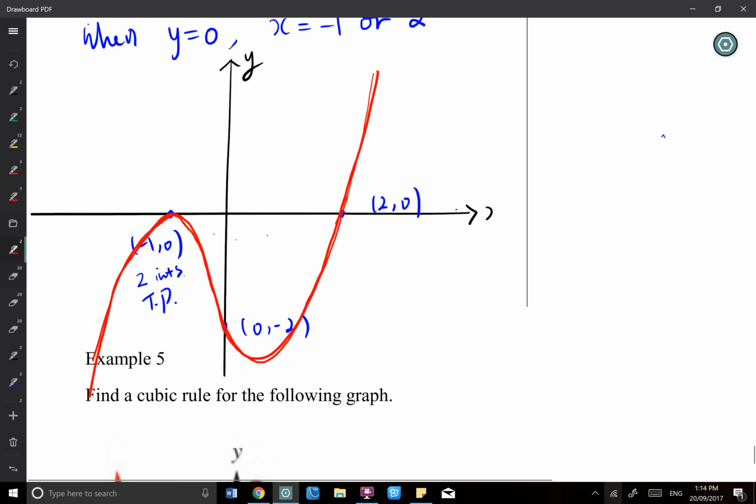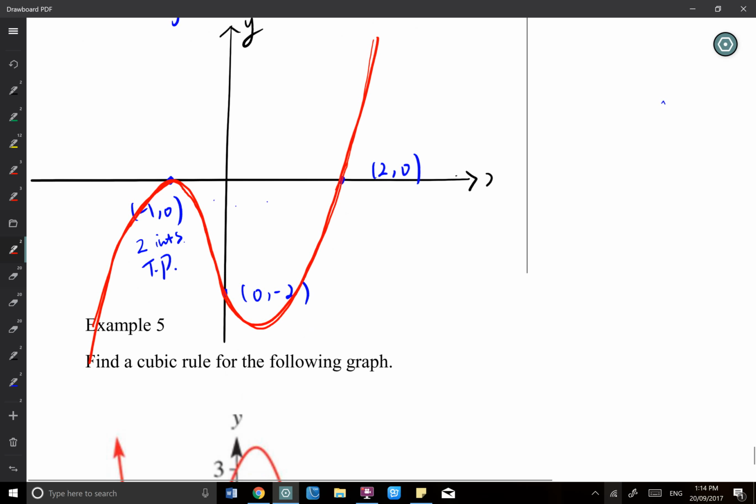So you're not going through. Instead of going through like before, you will turn down because that's a turning point. You turn down like this. So that's the shape of my graph.